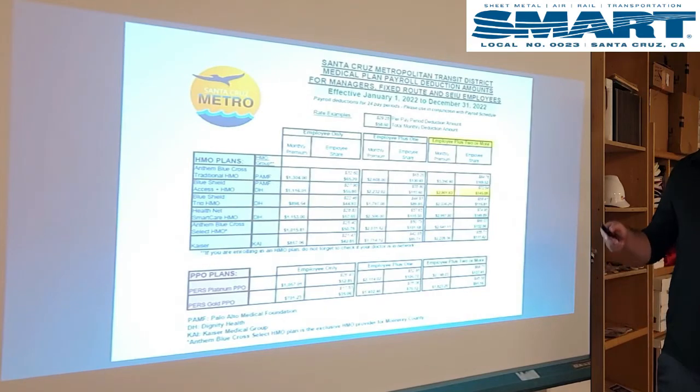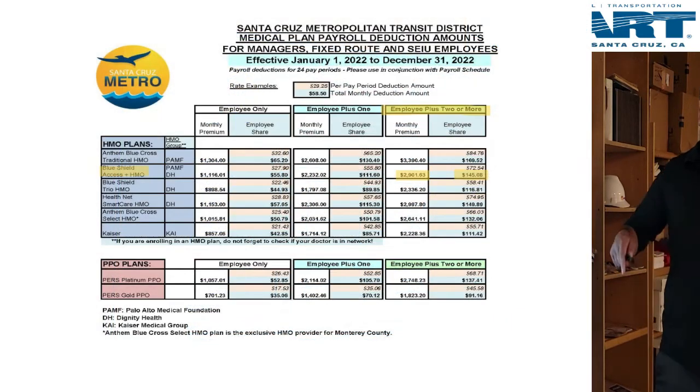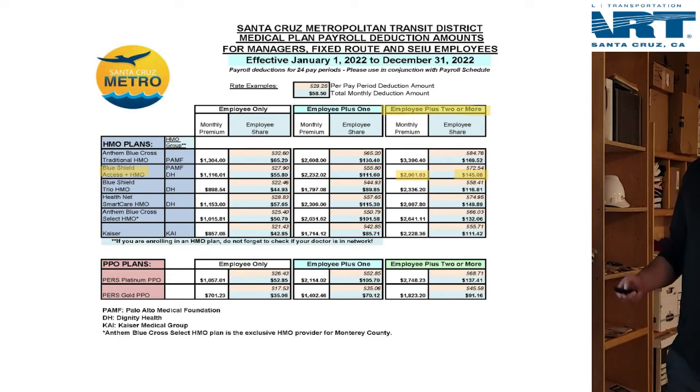And here's the proof right here. This is the 2022, our current premiums for our medical. This is the Blue Shield Access HMO. The monthly premium for the Employee Plus 2 is $2,901.63. This is what we pay on a bi-weekly and monthly basis.